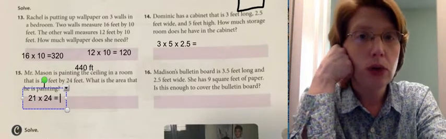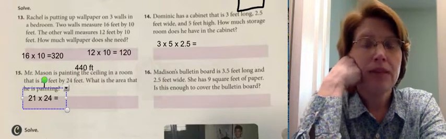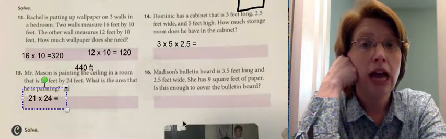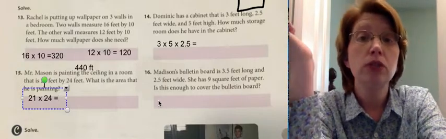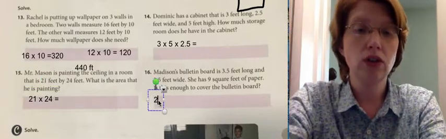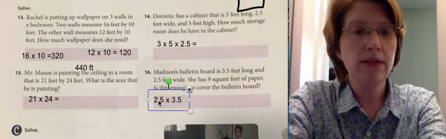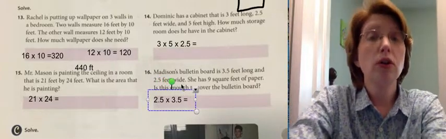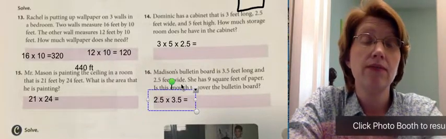Madison's bulletin board is 3.5 feet long and 2.5 feet wide. She has 9 square feet of paper. Is this enough to cover the bulletin board? So we want to cover, so this is area, 2.5 times 3.5. You're going to multiply that together and see if she has 9 feet, if 9 is going to be enough.